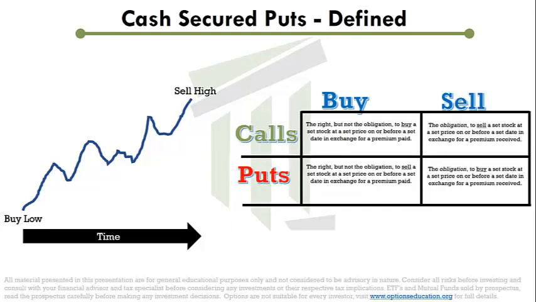A cash secured put is a position where the investor sets aside the cash to buy the security and also sells a put. Now, in selling a put, the investor takes on an obligation to buy a set stock at a set price on or before a set date in exchange for a premium received. Now, many people are afraid of this word obligation in the financial markets. If we have a plan and if we have a pretty good idea of where we want to own the security, there's no reason to be afraid of taking on this obligation.